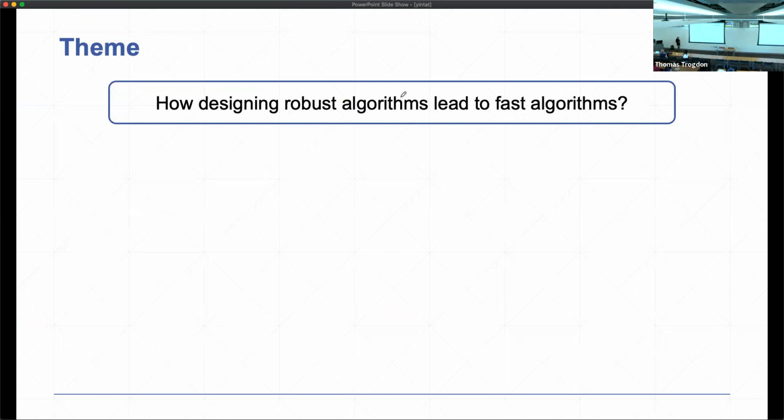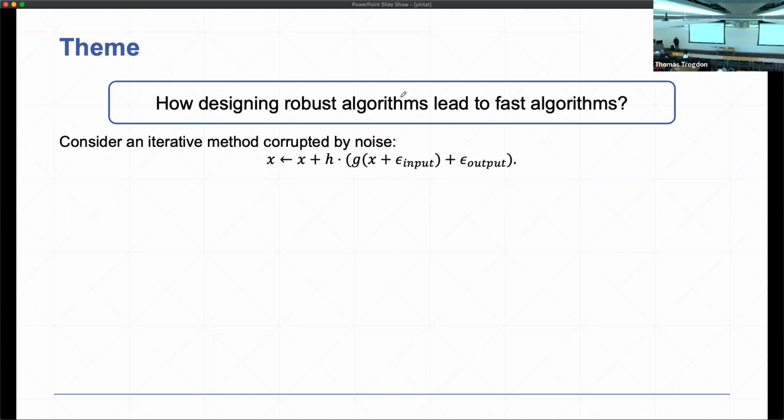And it turns out that to procrastinate, you want your algo to be robust. Otherwise, if you randomly do something stupid and your algo is not robust, then it will fail. So roughly speaking, what I want to discuss is how designing a robust algorithm can lead to an efficient algo. And here, just as an example, let's say we have an iterative method. Each step, you compute some vector function g, and then you use the g to move your current point x. And sometimes we have some noise in the input or output of the vector g.